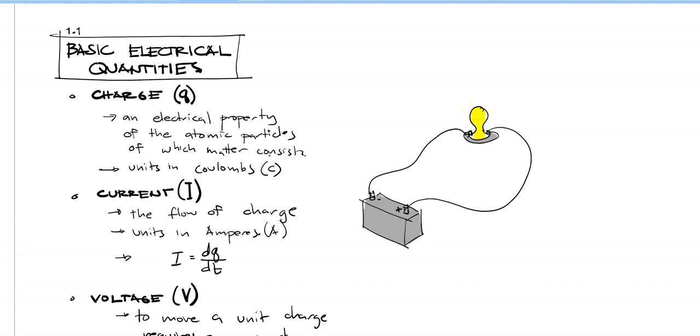Now when we say charge, it is an electrical property of the atomic particles of which matter consists. That means that matter actually has a charge. Just like in mechanics, any matter has a mass, so it is a property. But in electric circuits or in electrical phenomena, we have here charge.